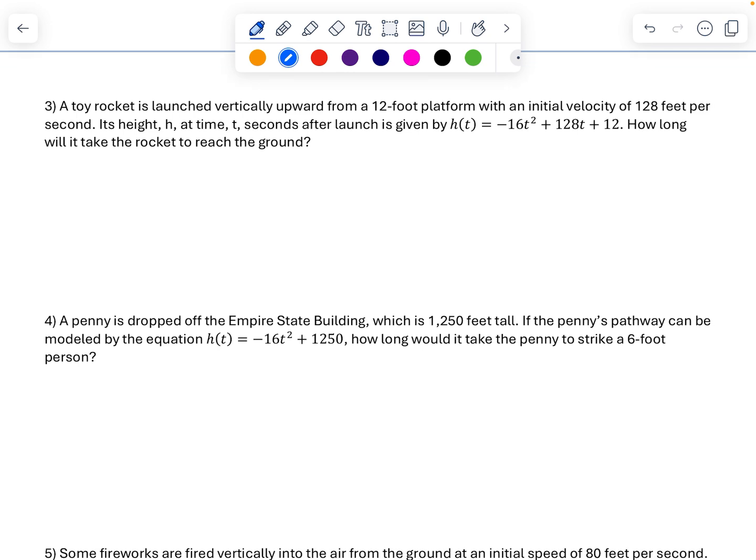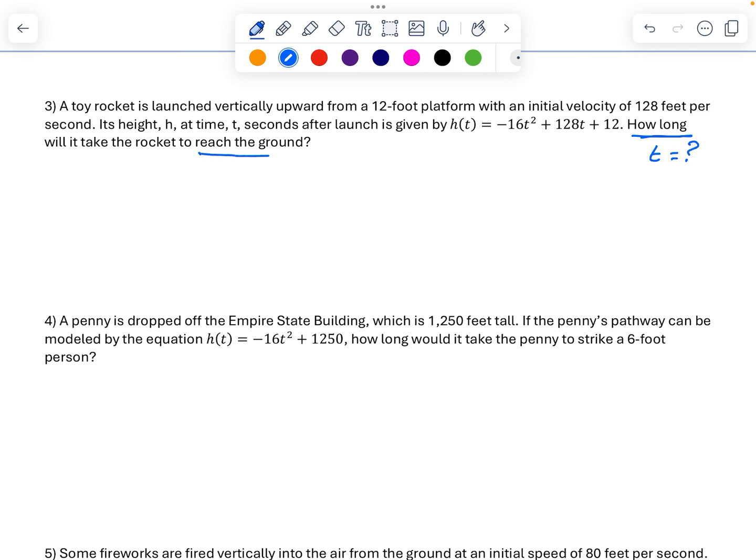All right, we've got a toy rocket. It's launched vertically upward from a 12-foot platform with an initial velocity of 128 feet per second. Its height h at time t seconds after launch is given by this equation. How long will it take the rocket to reach the ground? Okay, so the question is how long?